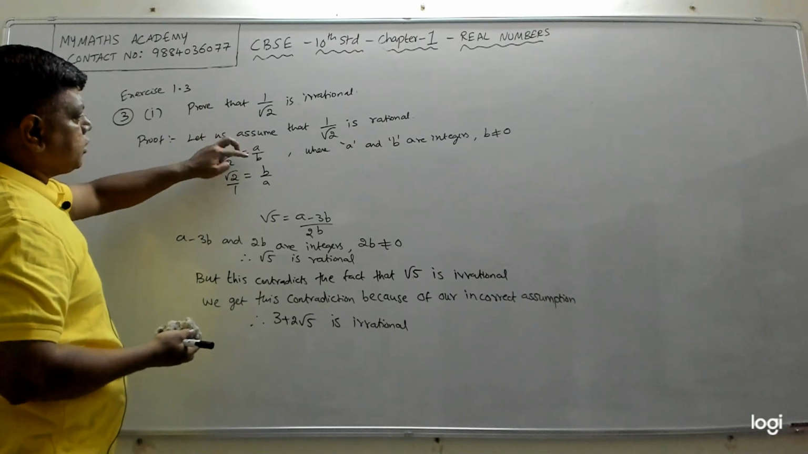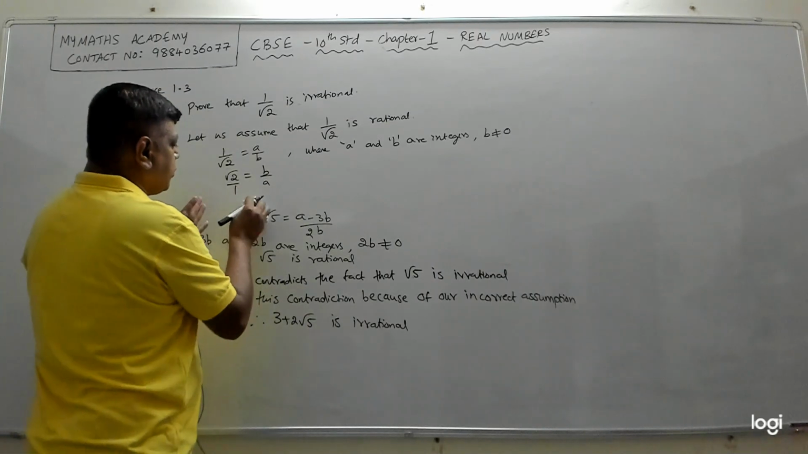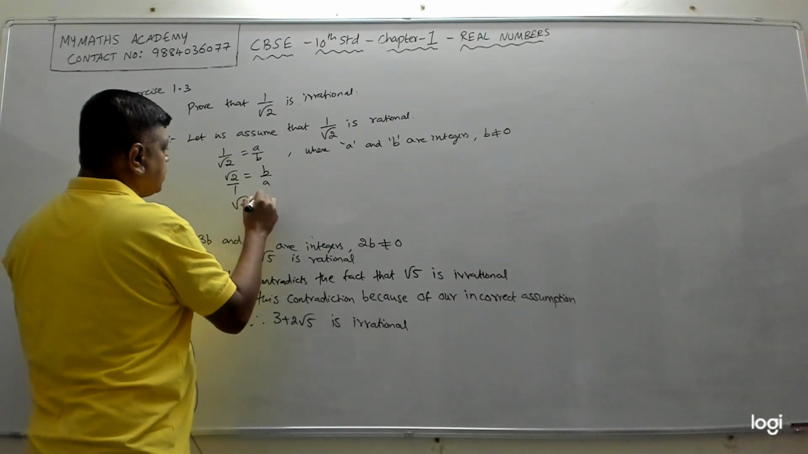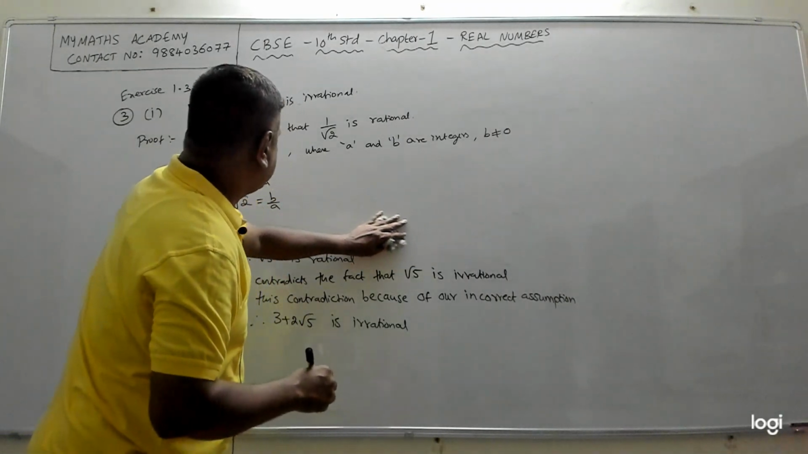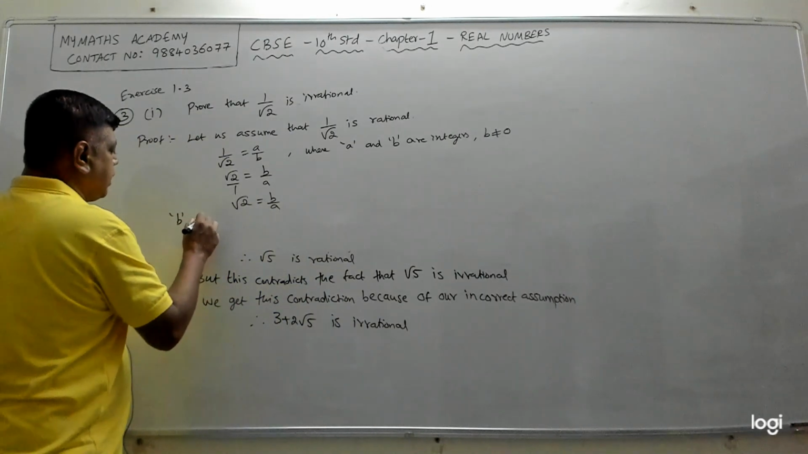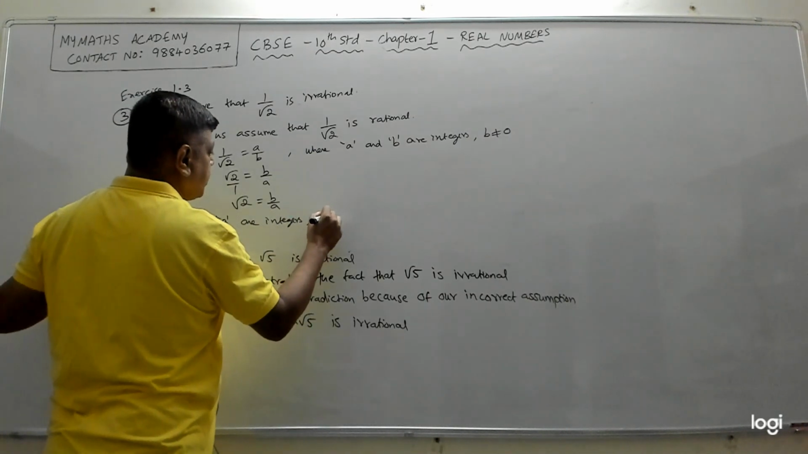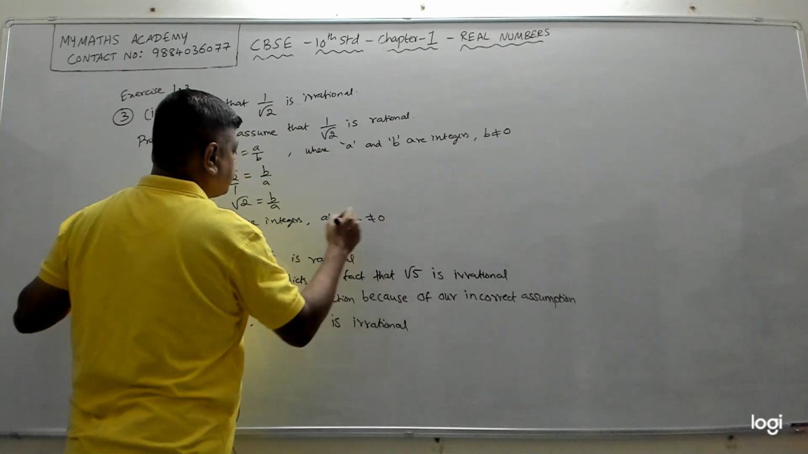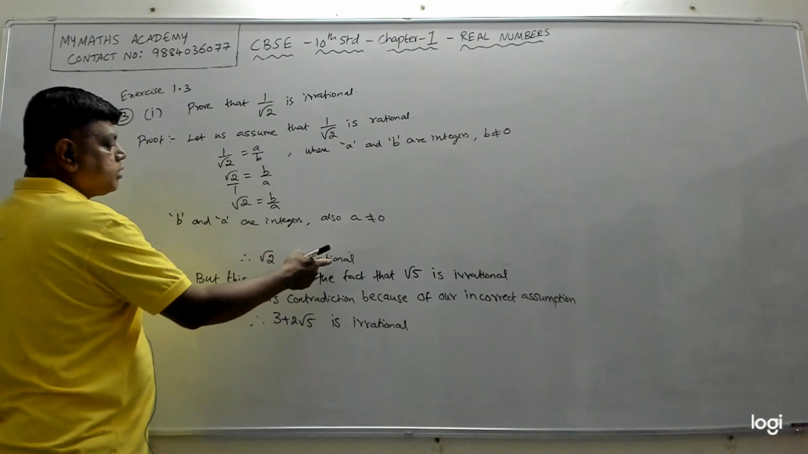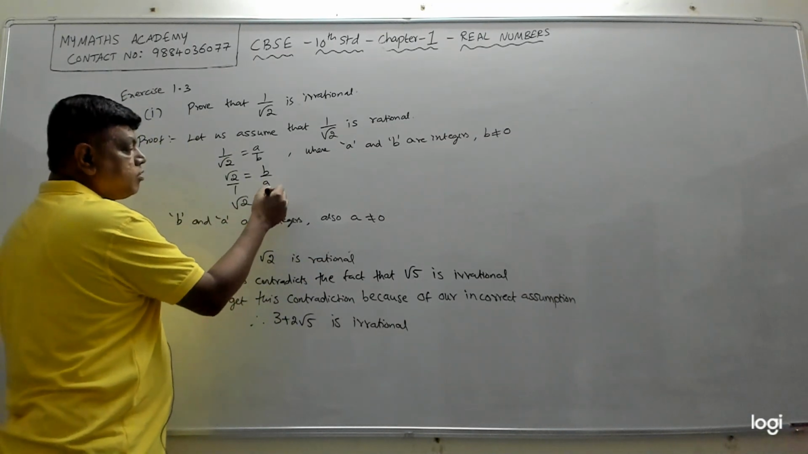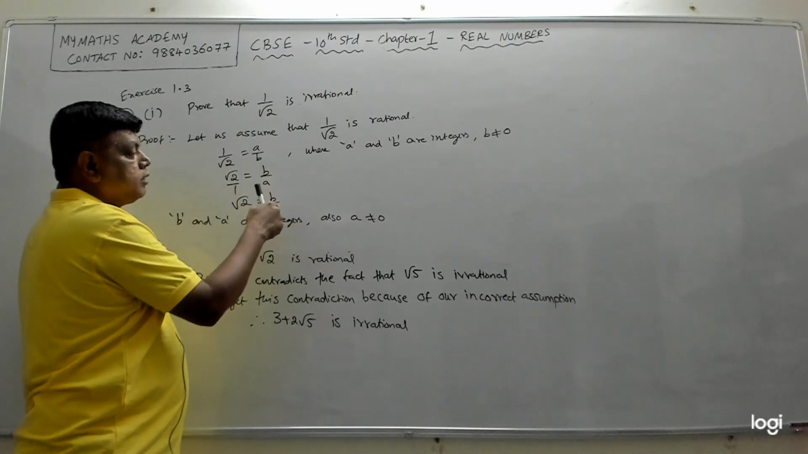So if I change this, this will also change. B will go up, a will come down. Here root 2 goes up, 1 goes up. So what we get? We get root 2 is equal to b by a. So here again, b and a are integers. Also a is not equal to 0. Therefore, root 2 is rational, because I am writing root 2 in the form of b by a, where b and a are integers and a is not equal to 0. Then this becomes a rational number.